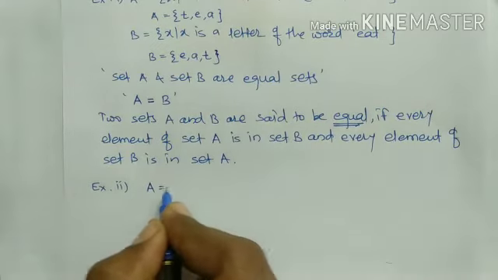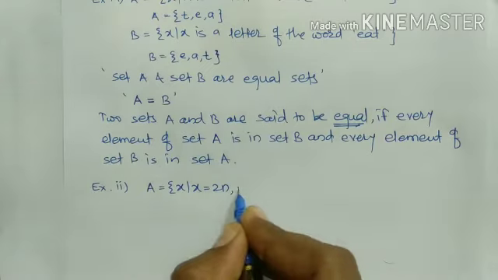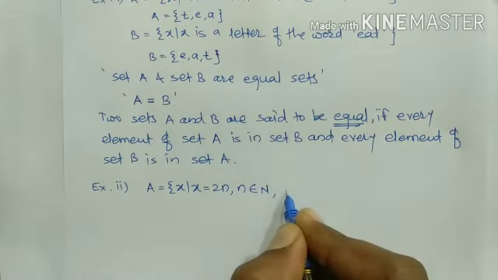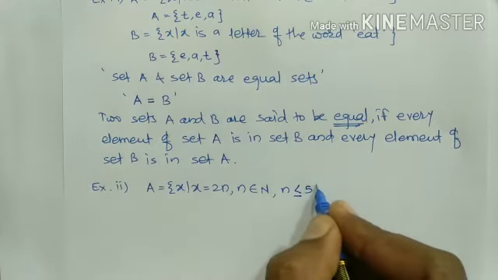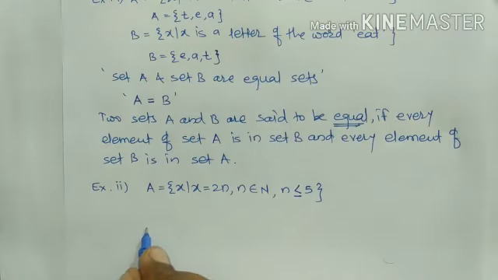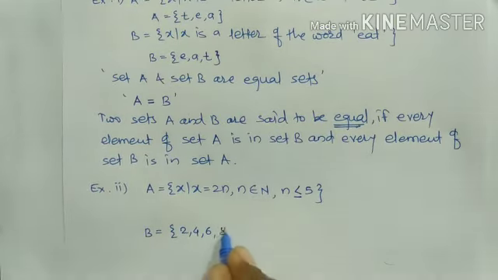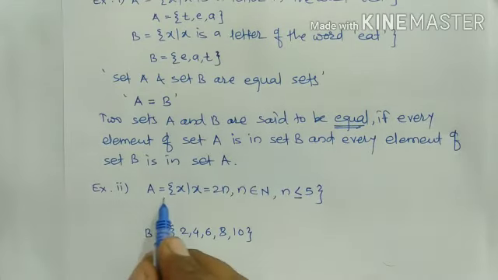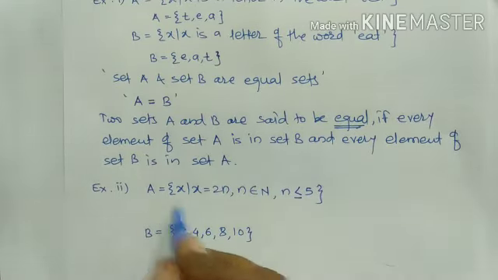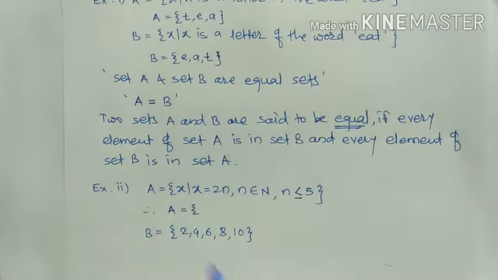Here A is the set of all x such that x equals to 2n, where n belongs to natural number and n is less than or equals to 5. And B is the set of 2, 4, 6, 8 and 10. Here we write the set B in listing method. Here set A in rule method. आता set A जो दिलेला आहे तो rule method मध्ये दिलेला आहे. याला अगोदर आपण listing method मध्ये घेऊया कन्वर्ट करून.